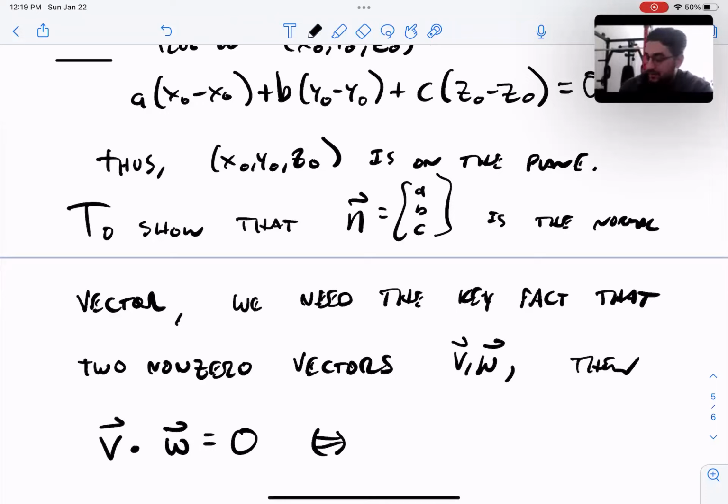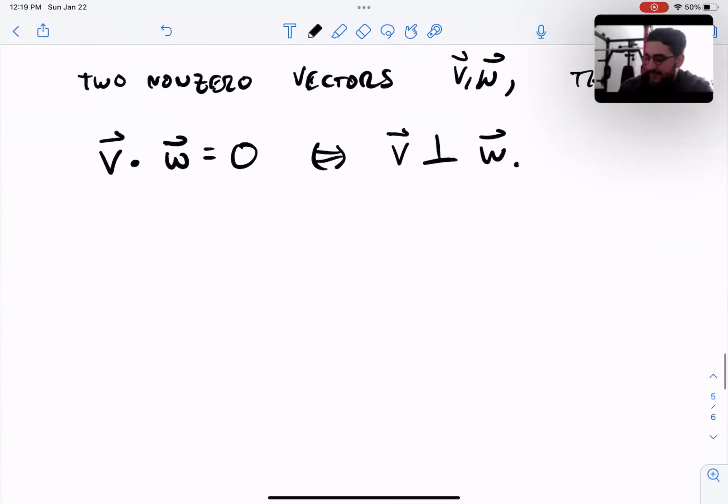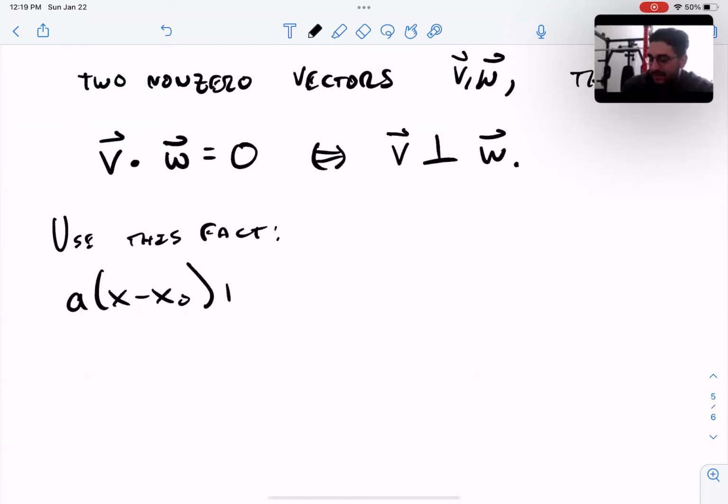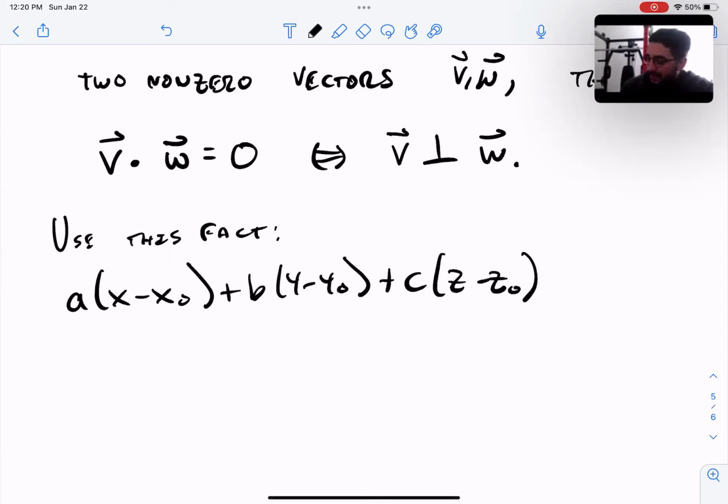Well, two non-zero vectors are perpendicular if and only if their dot product is 0, right? So that's the key here. If we use this fact to rewrite our equation, what do we have? We have a(x minus x naught) plus b(y minus y naught) plus c(z minus z naught), and we had that equal to 0 in our form of that equation.